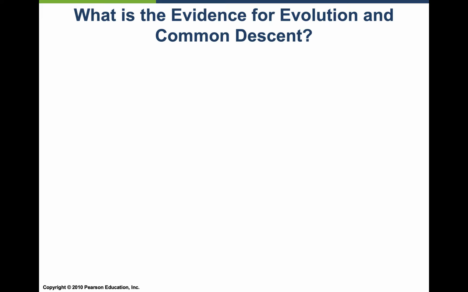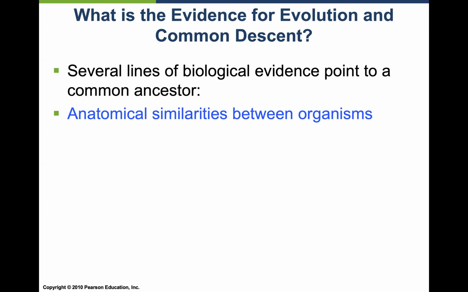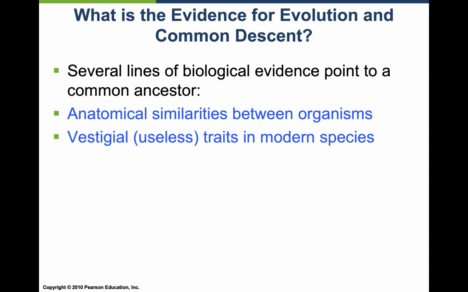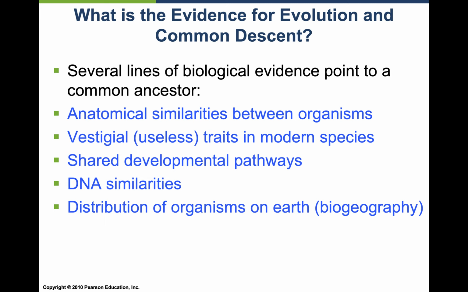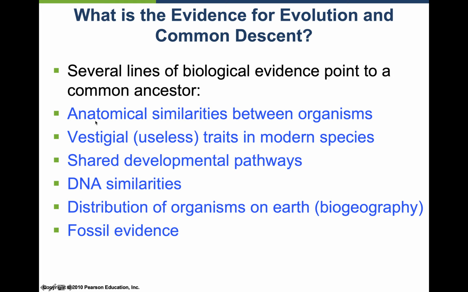Okay, so what is the evidence for evolution and common descent? There are several lines of biological evidence that point to our common ancestor. One is anatomical similarity between organisms, vestigial or what we call quote-unquote useless traits in modern species, shared developmental pathways is another, and DNA similarities, distribution of organisms on Earth, fossil evidence. And we're going to hit each one of these individually. Sorry, I hit the button too fast there. Fossil evidence here at the bottom. We're going to hit each one of these topics individually and show you what scientists accept as the biological evidence for a common ancestor and thus evolution.